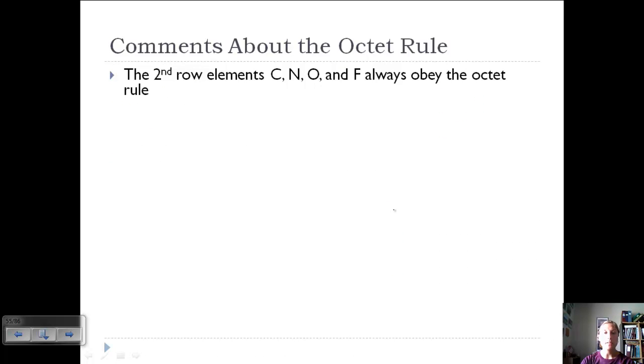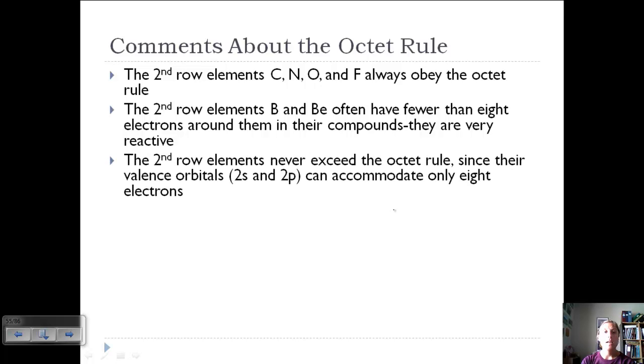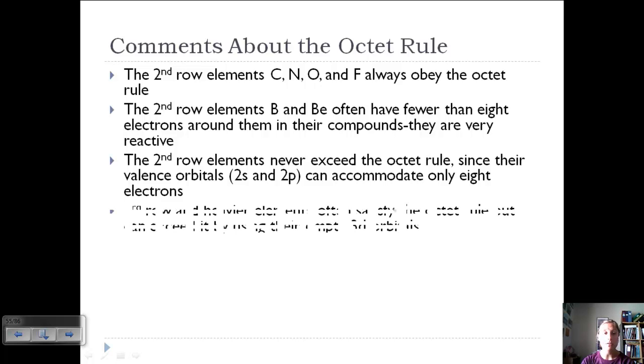Okay, so a few things about the octet rule. Remember, the second row elements, carbon, nitrogen, oxygen, and fluorine, will always obey the octet rule. And second row elements boron and beryllium often will have fewer than 8 electrons around them in their compounds, which means that they're very reactive, so they will react with other things. Second row elements never exceed the octet rule since their valence orbitals, the 2s and the 2p, can only accommodate 8 electrons. It's once we get into the 3s that we have that 3d where we can accommodate more electrons.